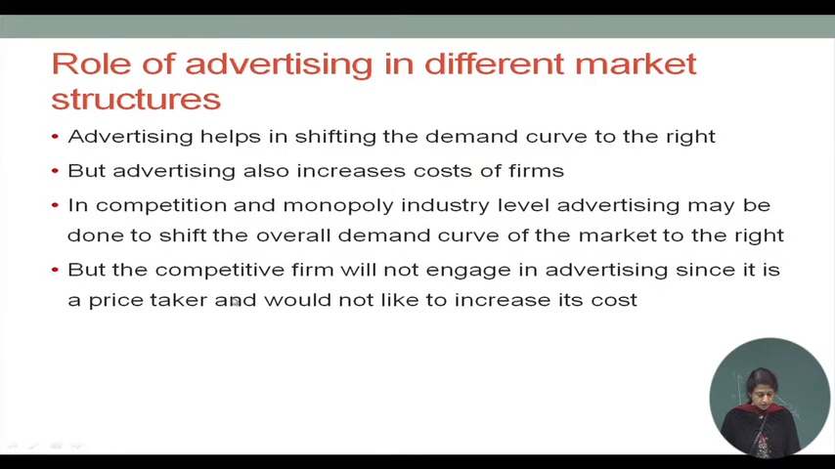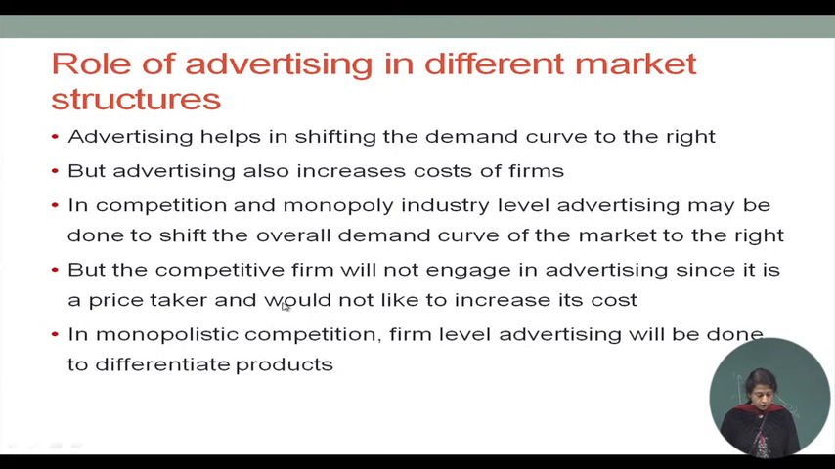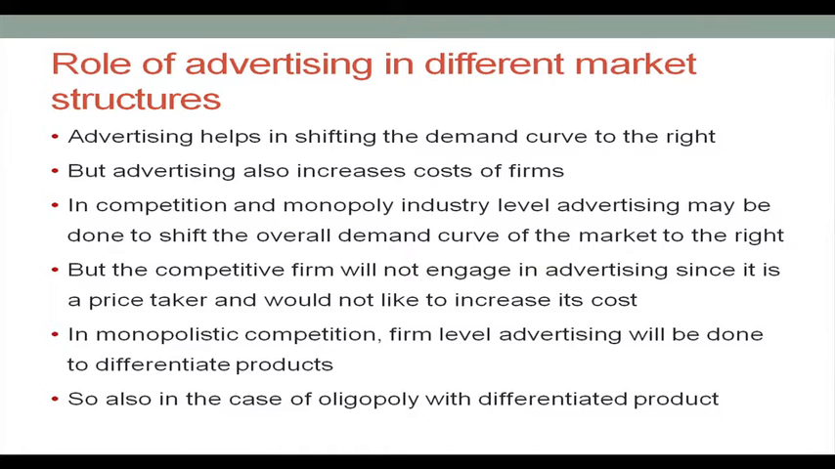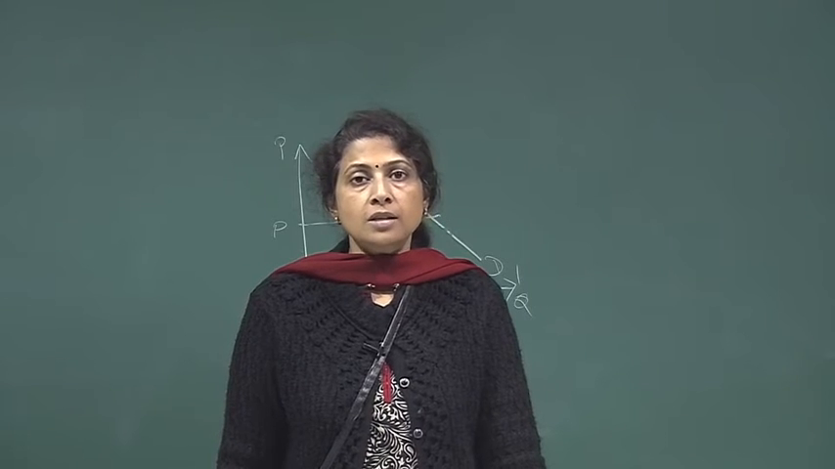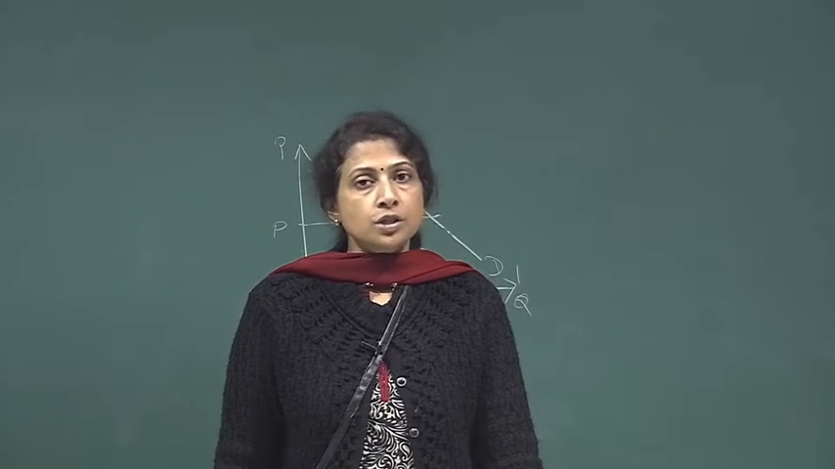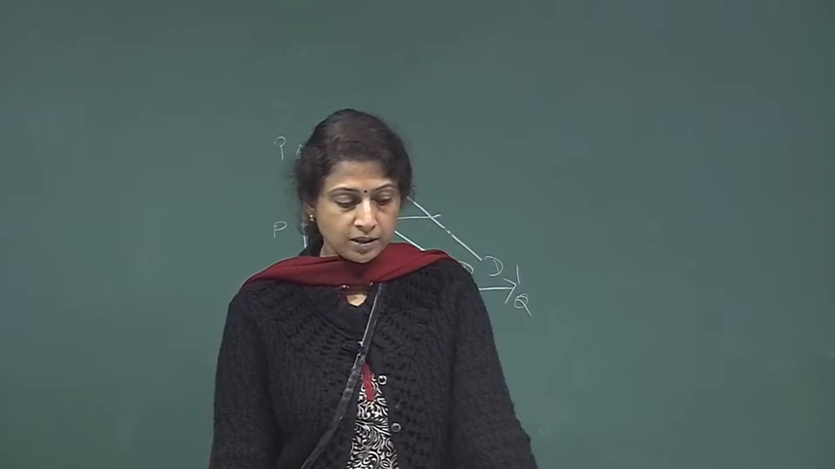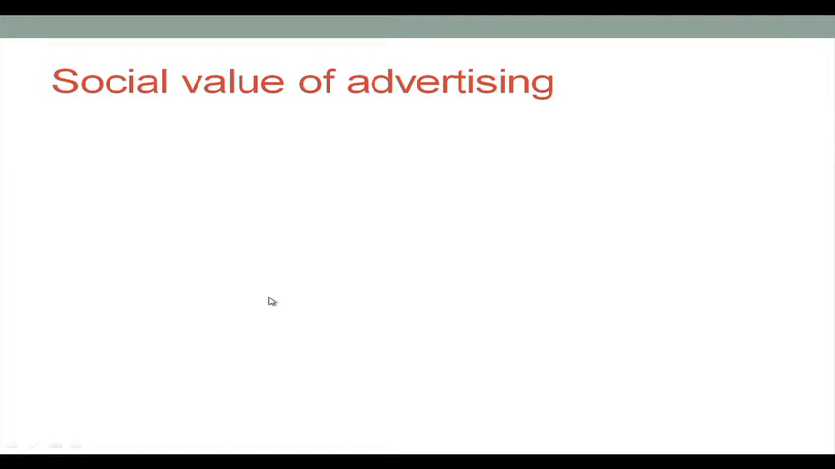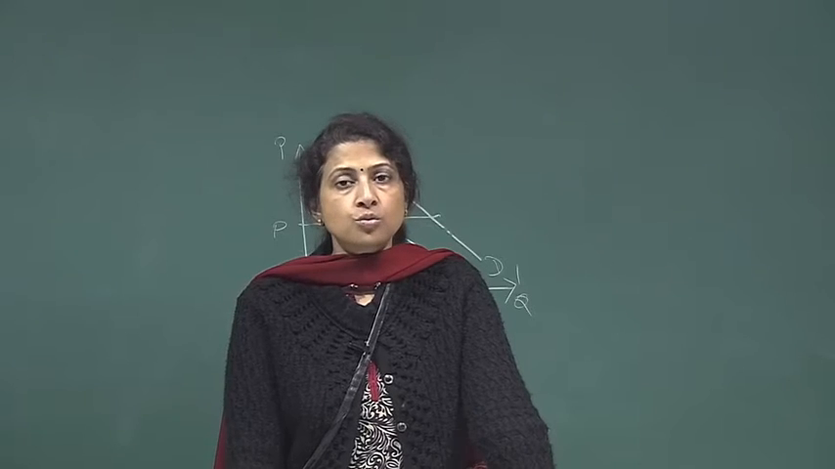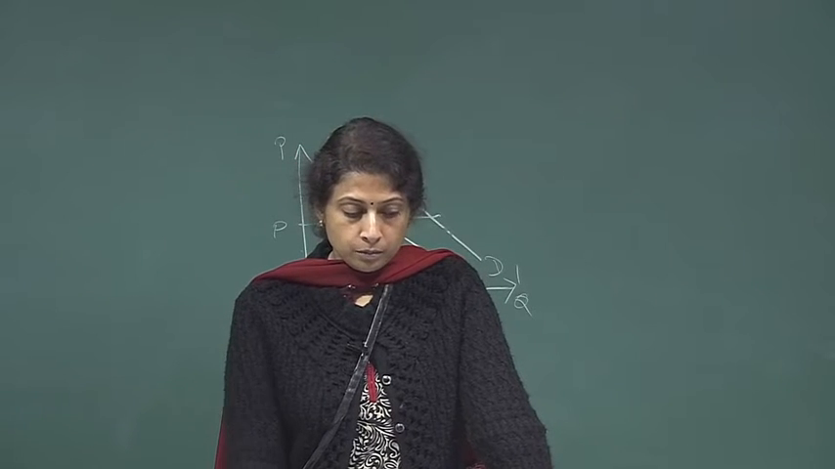So, coming back to the slides, the competitive firm will not engage in advertising since it is a price taker and would not like to increase its cost. In monopolistic competition, firm level advertising will be done to differentiate the products. Also in the case of oligopoly with differentiated products. In case of oligopoly, say for firms which are selling cars, these are differentiated products, and it would make sense for the oligopolists to advertise. Now we know what advertising does to the demand curve in the economy.